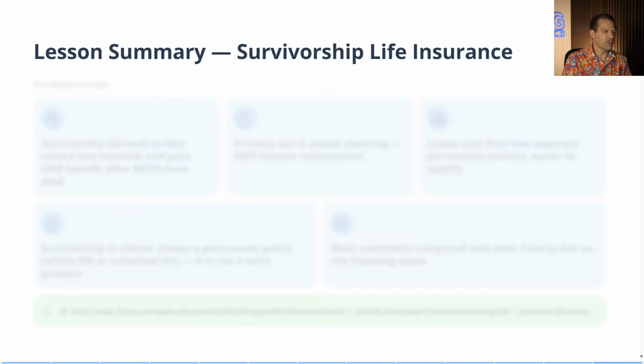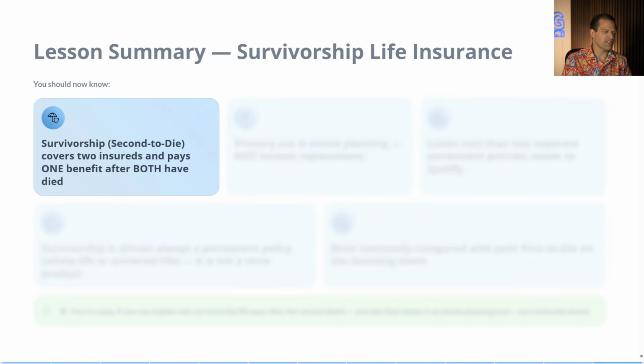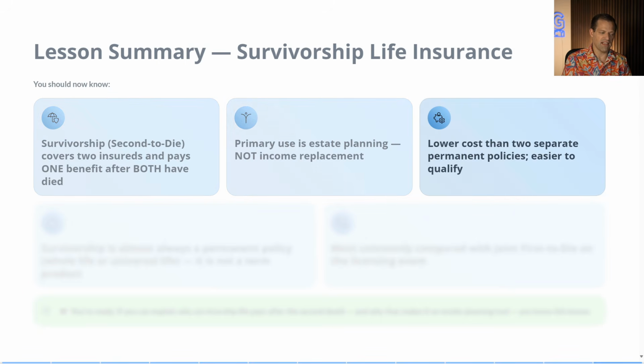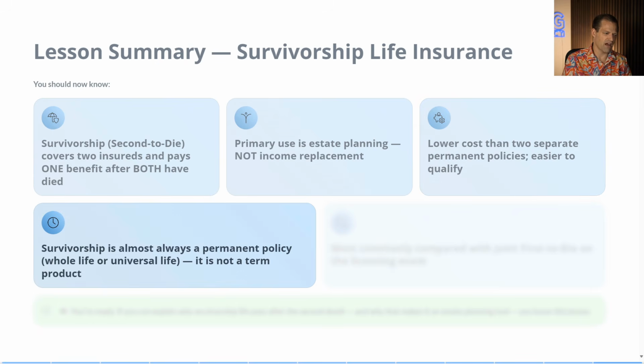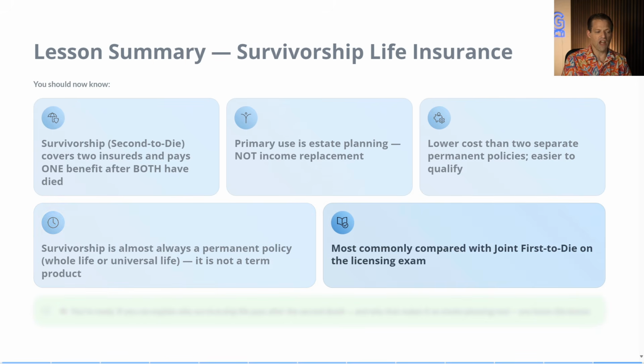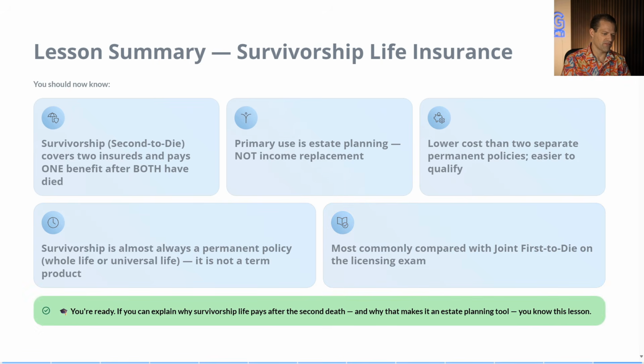Okay. So in short, what are the main things you need to know? A survivorship second to die plan covers two insureds and pays one death benefit after both have died. It's used in estate planning, not income replacement. It's lower cost than two separate permanent policies and easier to qualify for. And survivorship is almost always a permanent plan, not a term product, and is most commonly compared with joint first to die on the licensing exam. So know the difference.